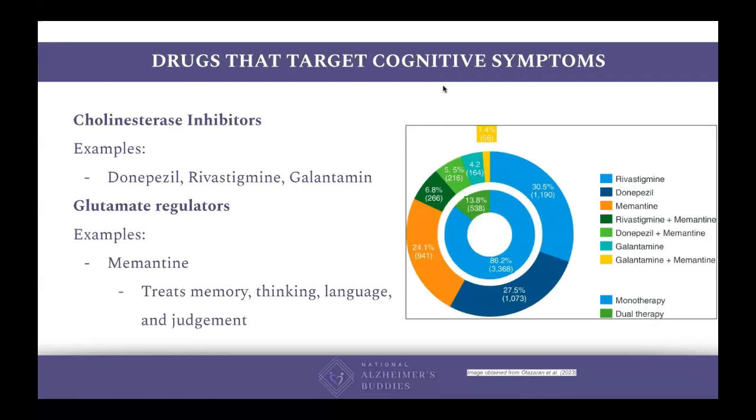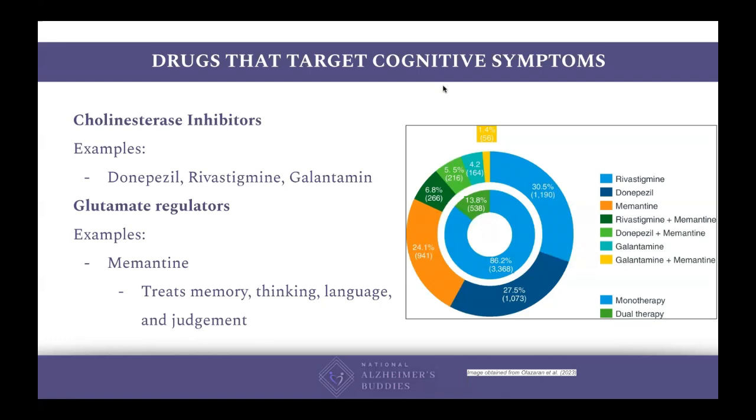Moving on to drugs that actually target symptoms rather than the pathology behind the disease itself. The first one is cholinesterase inhibitors. There are multiple types of cholinesterase inhibitors on the market that have been FDA approved and used for Alzheimer's patients, and also glutamate regulators that treat memory, thinking, language, and judgment.